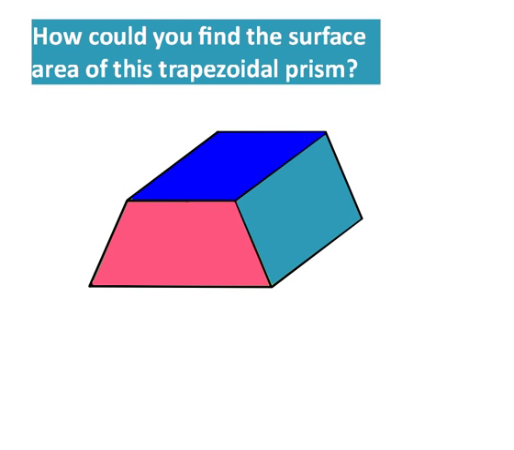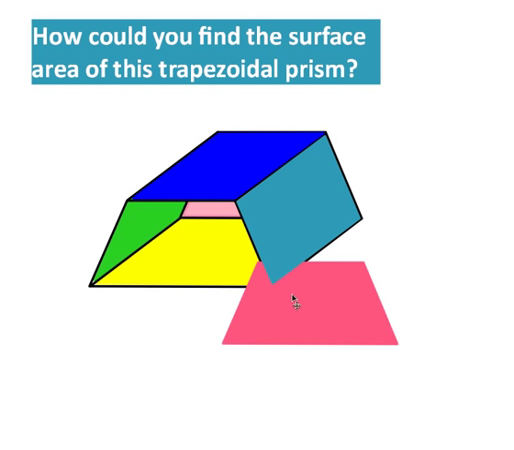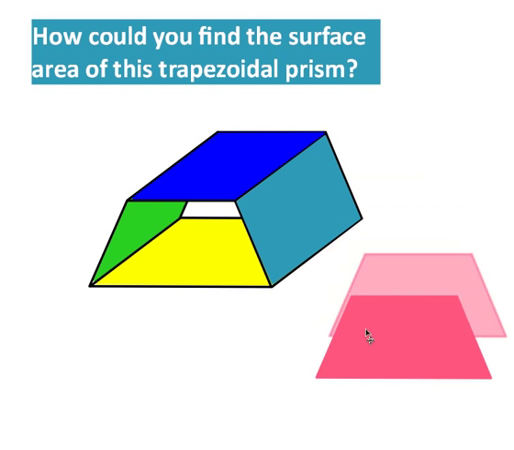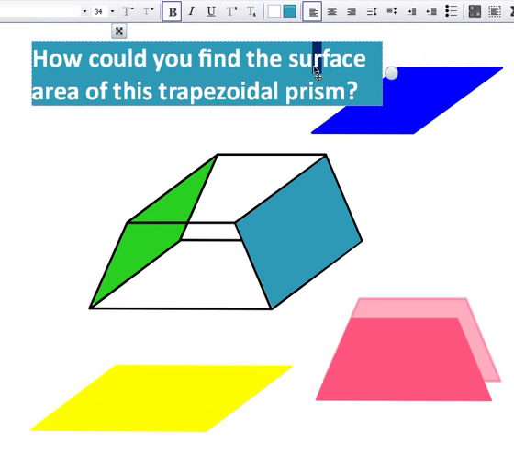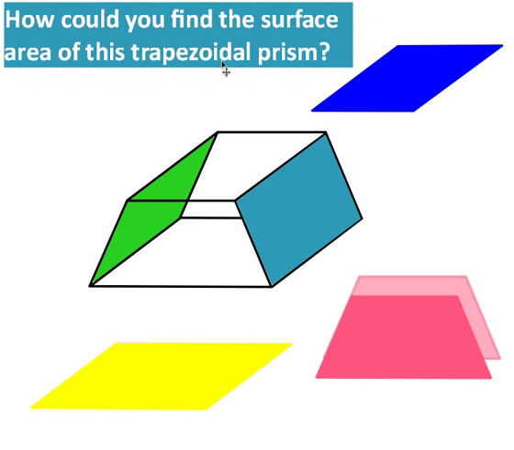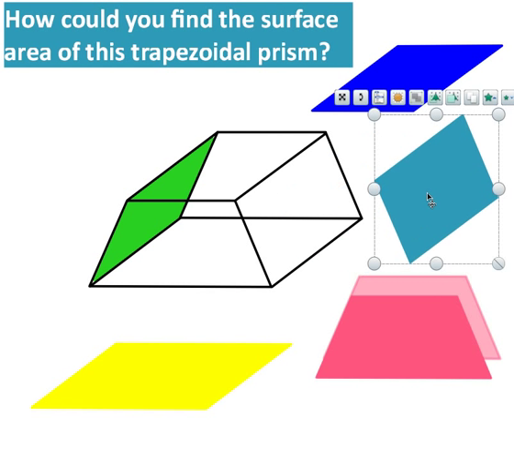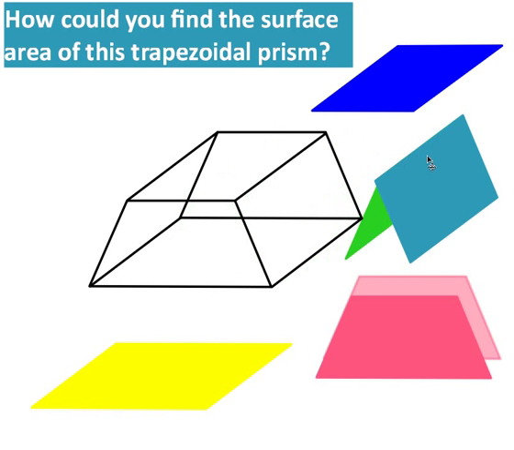Okay, how would you find the surface area of this trapezoidal prism? Let's have a look at the faces first of all. If we explode the shape out, we've got a trapezium at the front and a matching one at the back. We've got a rectangle at the bottom. We've got a rectangle at the top, but they're different sizes. And we've got a rectangle on the side and another rectangle on the side. They match, although of course the way I've drawn this in 3D, it doesn't look like they do because they're lying at different angles. Okay, that's probably going to help us work out the area.